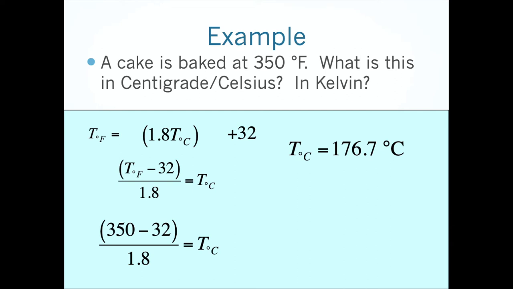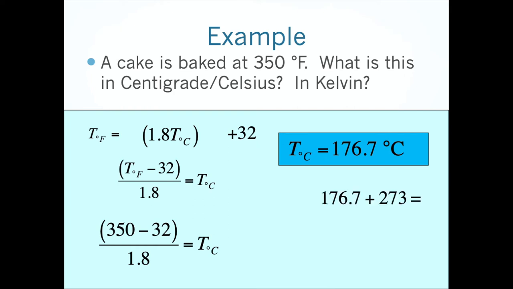Now let's look at the second part of this question. What is that temperature in Kelvin? How do we convert from Celsius to Kelvin? Remember, we've got to add 273 to convert from Celsius to Kelvin, because negative 273 degrees Celsius is 0 Kelvin. So if we add 273 to our answer in degrees Celsius, we get an answer of 449.7 Kelvin. That's all you have to do to answer this question.